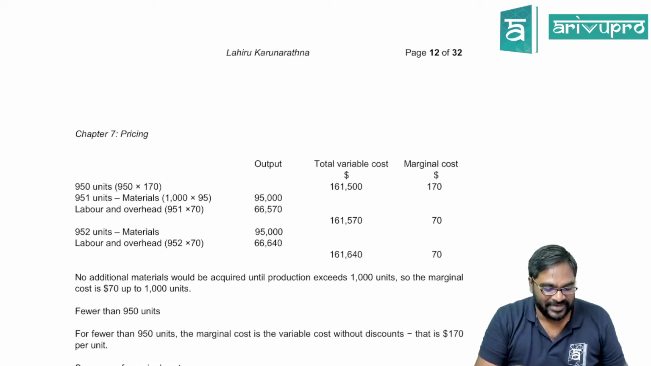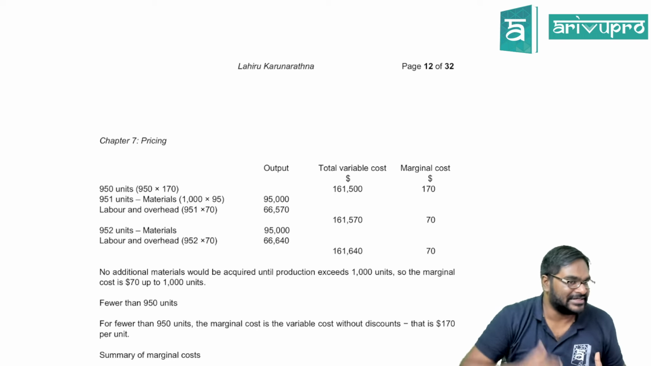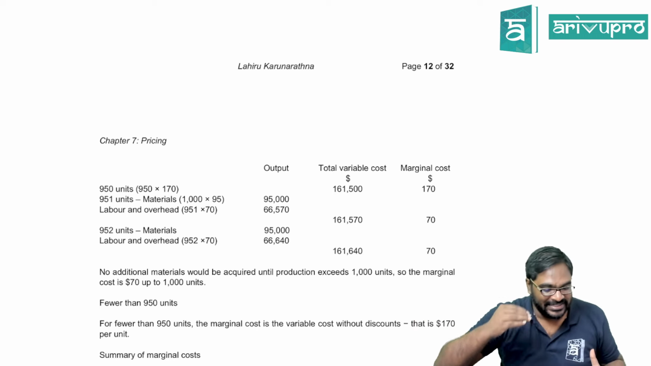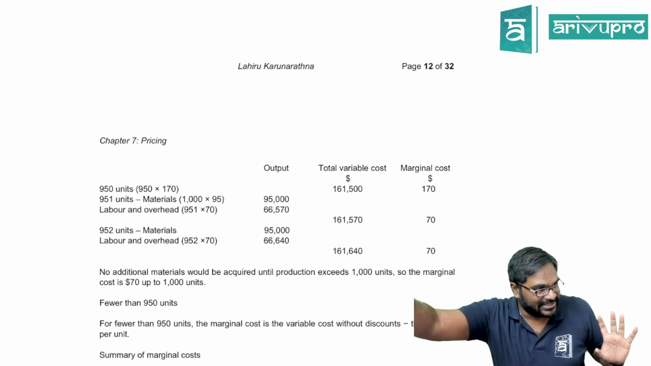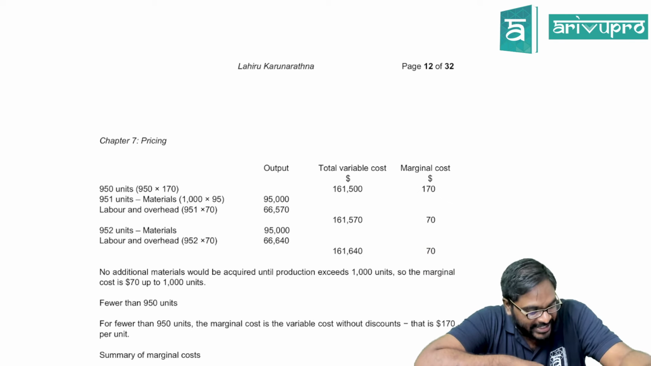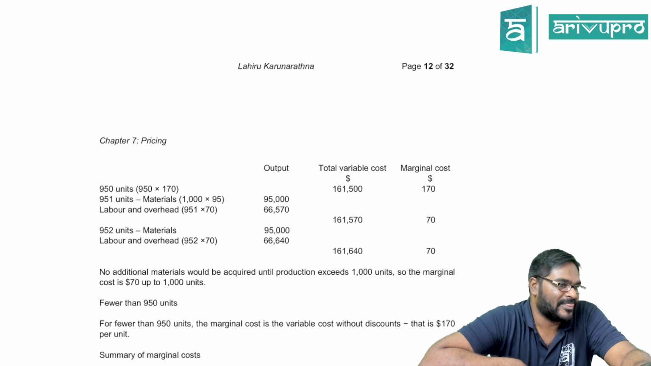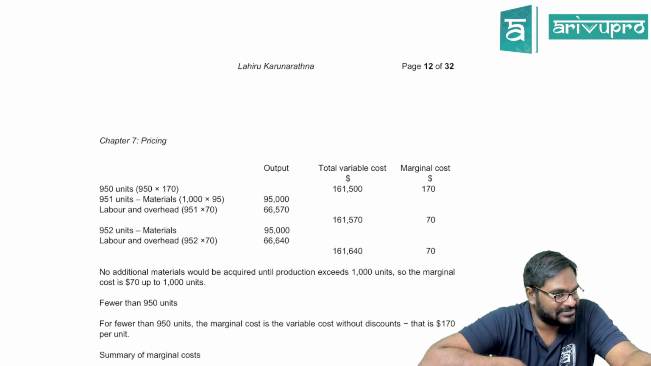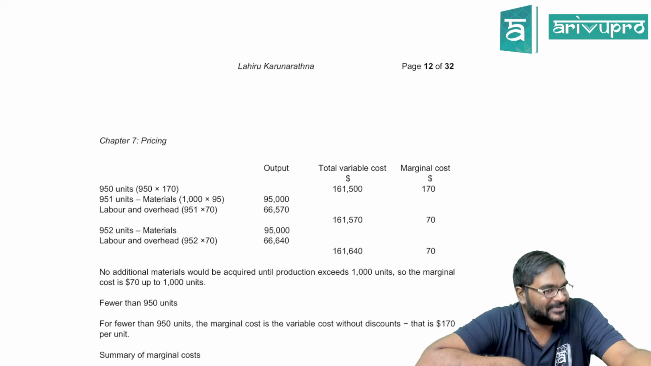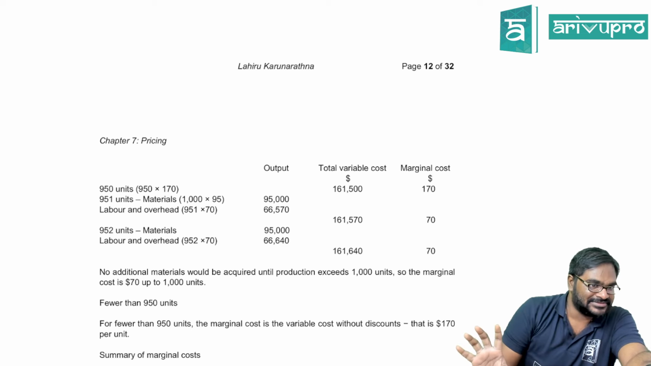So then if I map, this would be how your marginal cost is, isn't it? For first 950, 170. Anything above 1000, it will be 165, which we discussed earlier. But between 951 to 1000, it is going to be only 70. That is the labor cost plus the variable overhead cost. Do you agree with that?